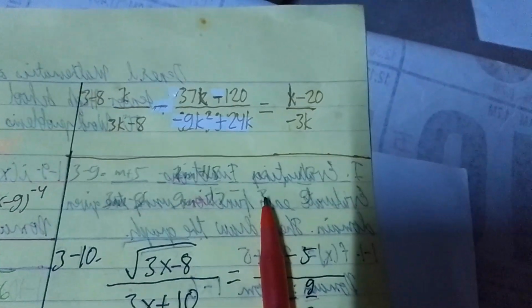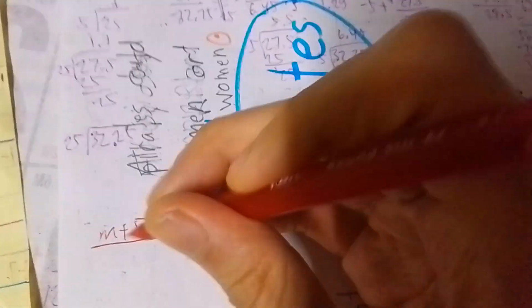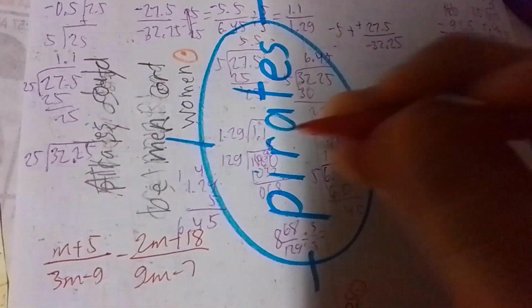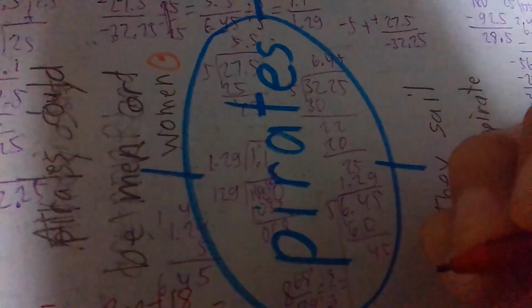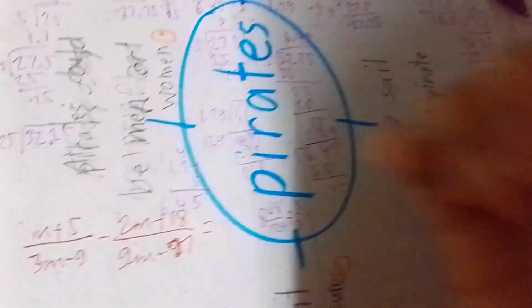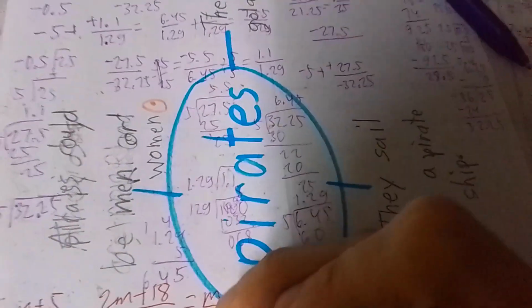For number 9 in this equation, I have to write it for you because you can't even see it. The equation goes like this. It's m plus 5 over 3m minus 9, minus 2m plus 18 over 9m minus 27, is equivalent to m divided by 3 plus 10 divided by 9.